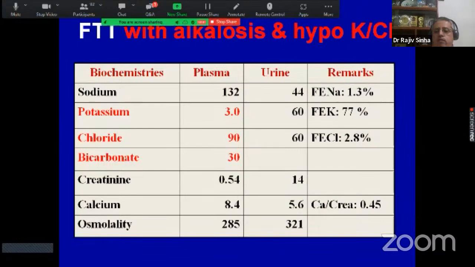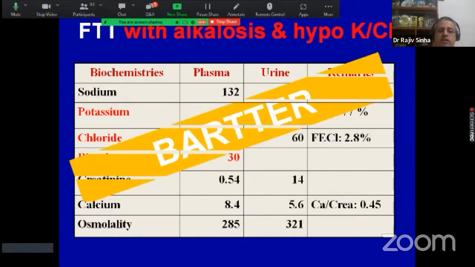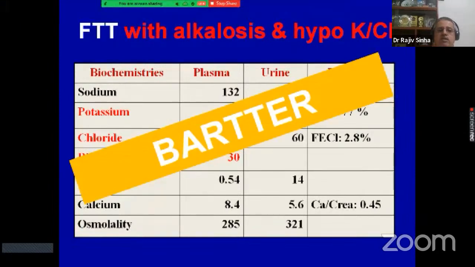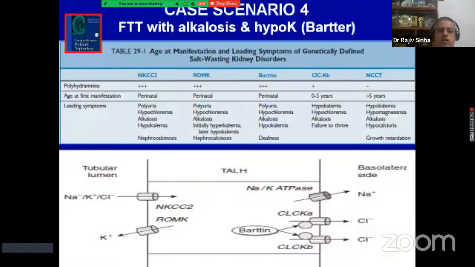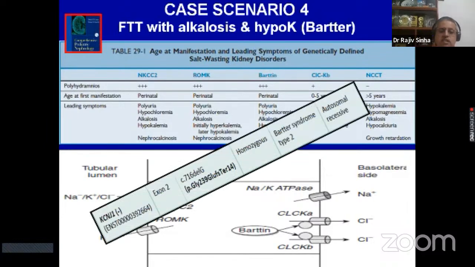The evaluation of the urine shows that the child is losing everything, including potassium, chloride, and calcium, and we are already having the diagnosis, as it was previously explained by our previous speaker, the Bartter syndrome. I'll skip the slide on the Bartter because it has been quite elegantly explained by Srinivasan. But our particular child was having a KCNJ1 mutation.